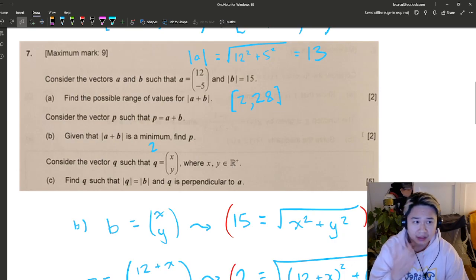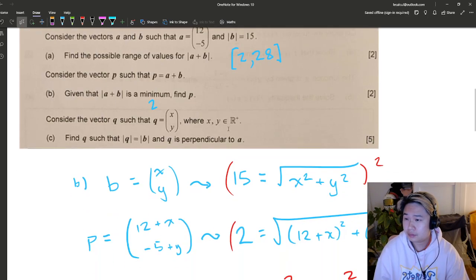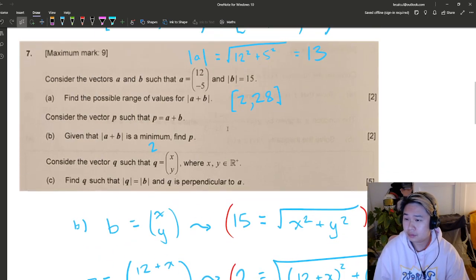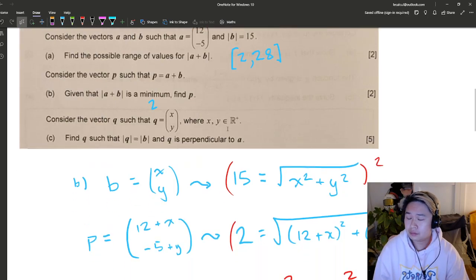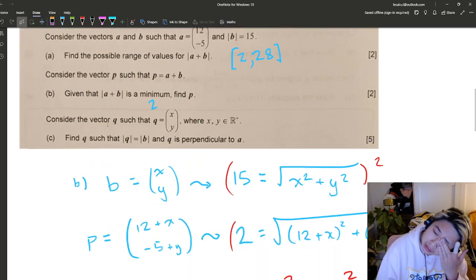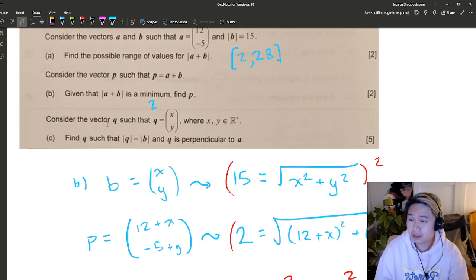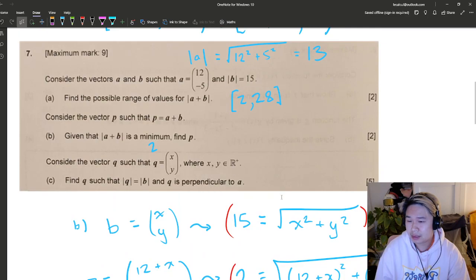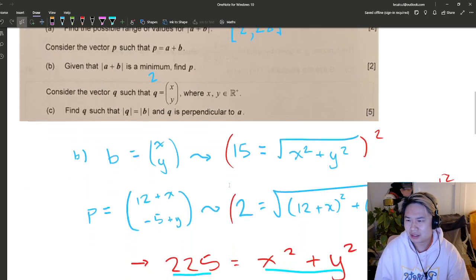Can't believe that's 2 marks. There's gotta be an easier way. Okay, consider vector q. Okay. And then find q so that it's the same length as b, but it's perpendicular to a. Why is this one 5 marks?